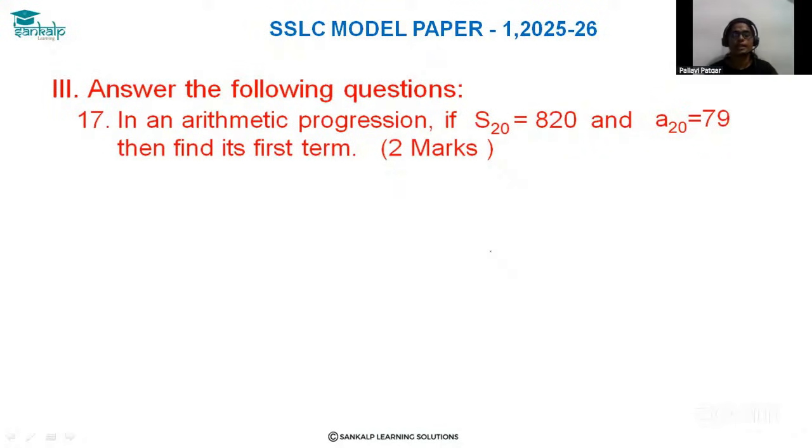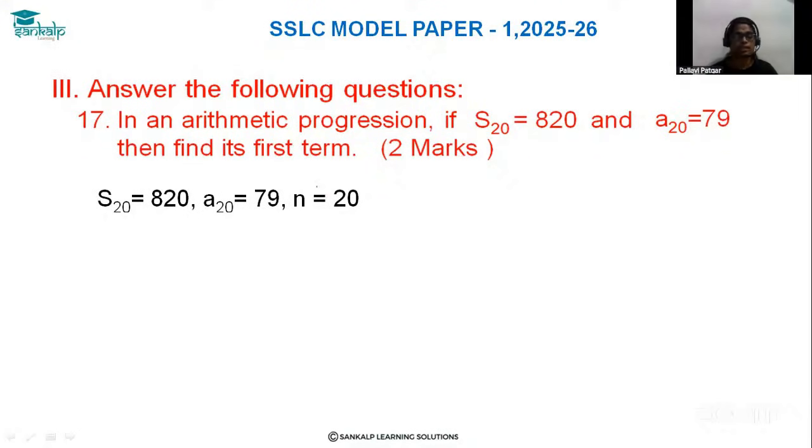So here S20 is equal to 820 and a20 is equal to 79. So here n is equal to 20. So we have to find its first term.